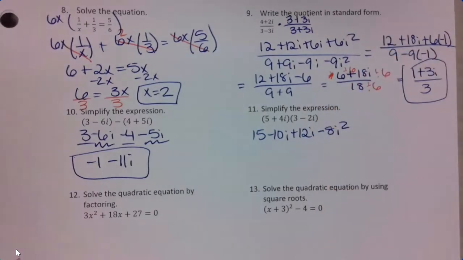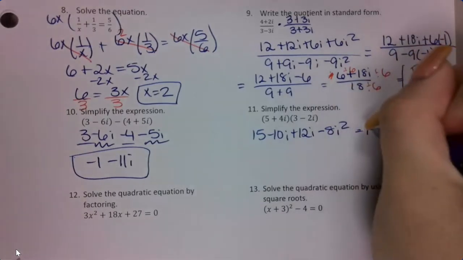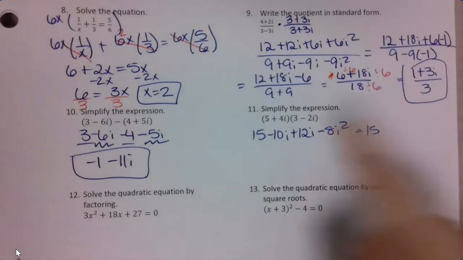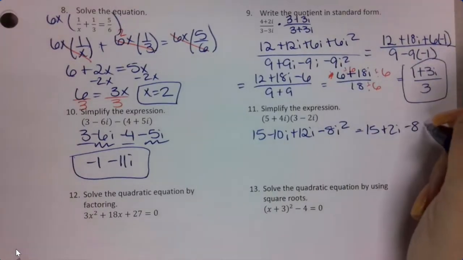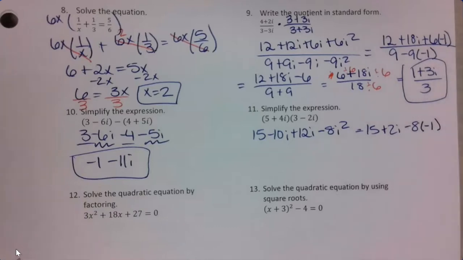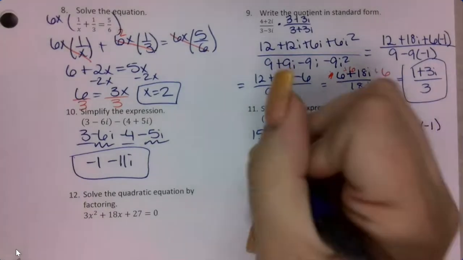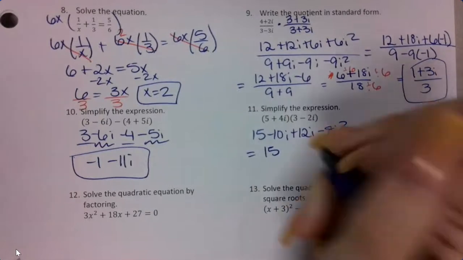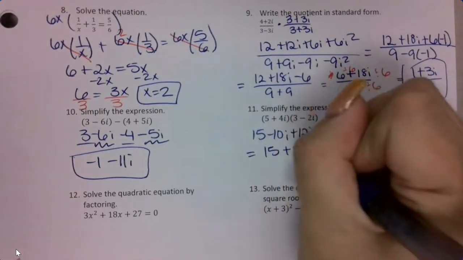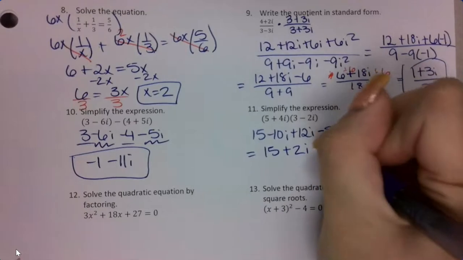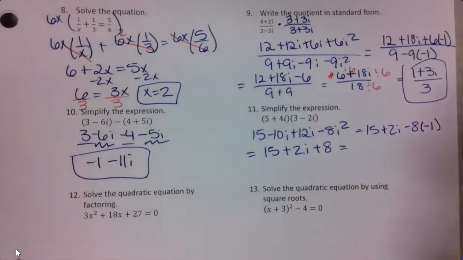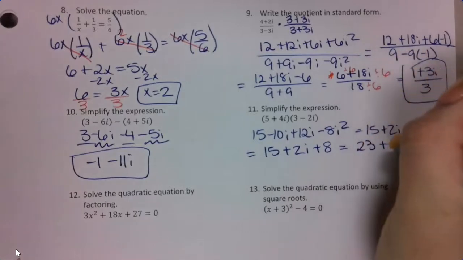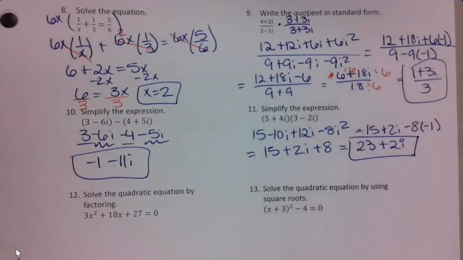I want to combine like terms in the middle. So I have 15, and then negative 10i plus 12i gets me 2i. Then I have negative 8 i squared, and i squared is negative 1. Then I want to rewrite the last term. So negative 8 times negative 1 turns into positive 8. Then I can combine like terms. 15 plus 8 gets me 23 plus 2i. Remember, I always write the real number first, and then I write my imaginary number.